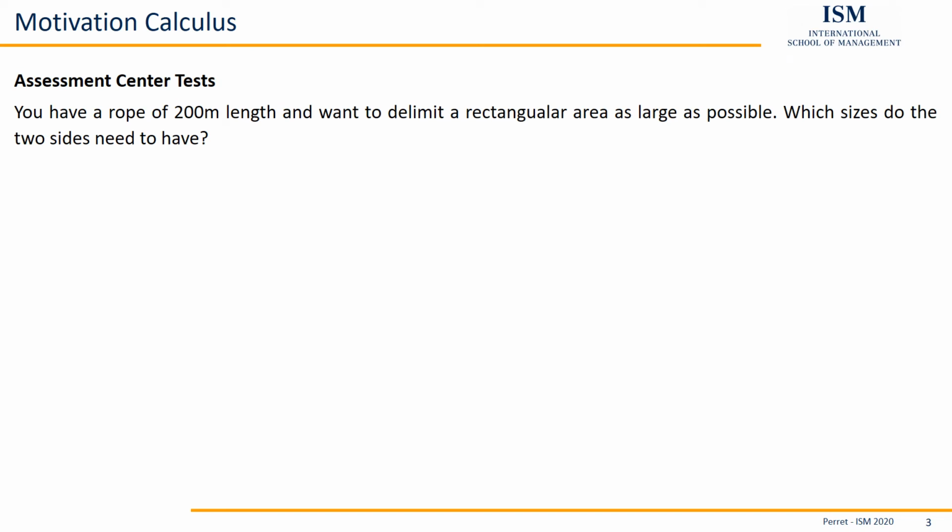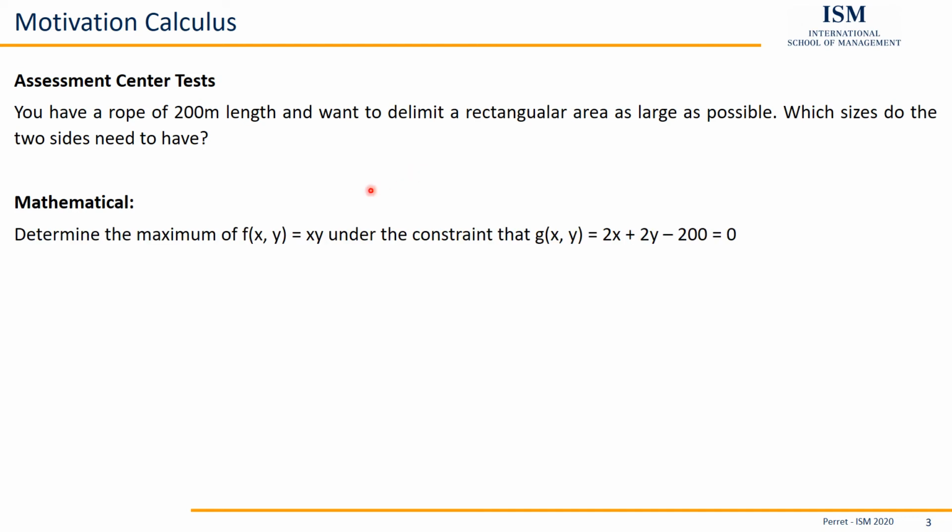But you might also, in an assessment center, be faced with tasks like those parts here. So you have a rope, 200 meters of length, and you want to delimit a rectangular area as large as possible. So which sizes do the two sides of the rectangle need to have? Here, we're actually trying to maximize the size of the area. Well, the size of a rectangle is basically side 1 times side 2. So mathematically speaking, we're trying to find the maximum of a function f of x and y, x times y.